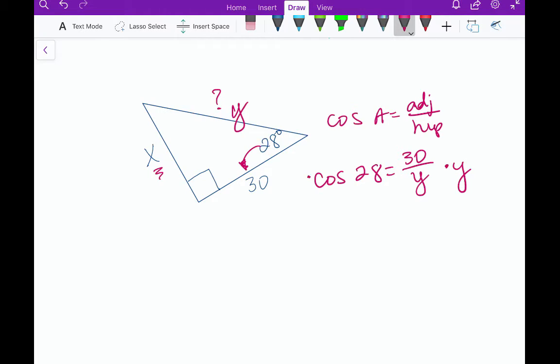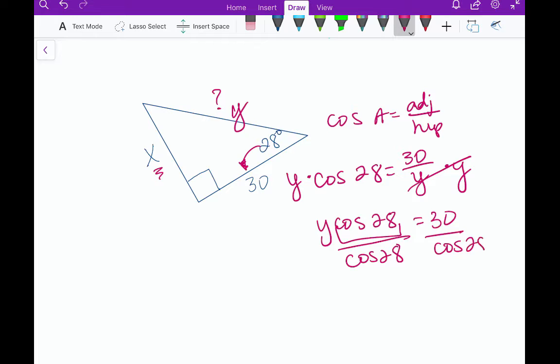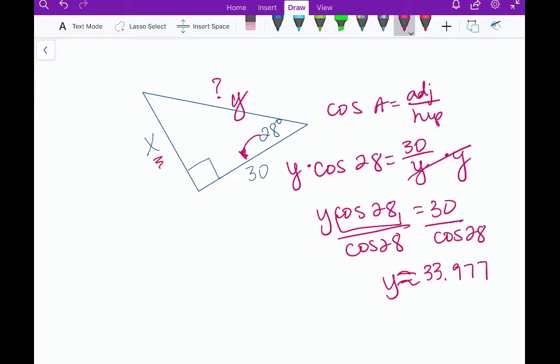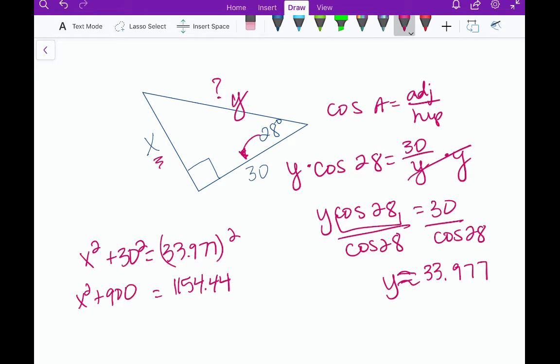So again, I'm going to multiply by y on both sides because it's in the denominator. So y times the cosine of 28, which is a value, equals 30. Then I'm going to divide by the cosine of 28 on both sides. So y is equal to about 33.977. So then I can use Pythagorean theorem, x squared plus 30 squared equals 33.977 squared. So when I square the 33.977, I get 1154.44. 30 squared is 900. Then I'm going to subtract the 900 from both sides.